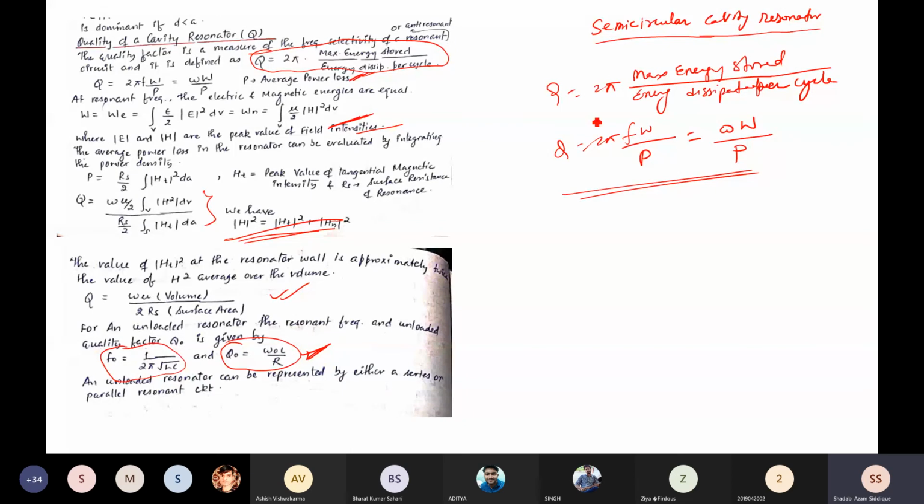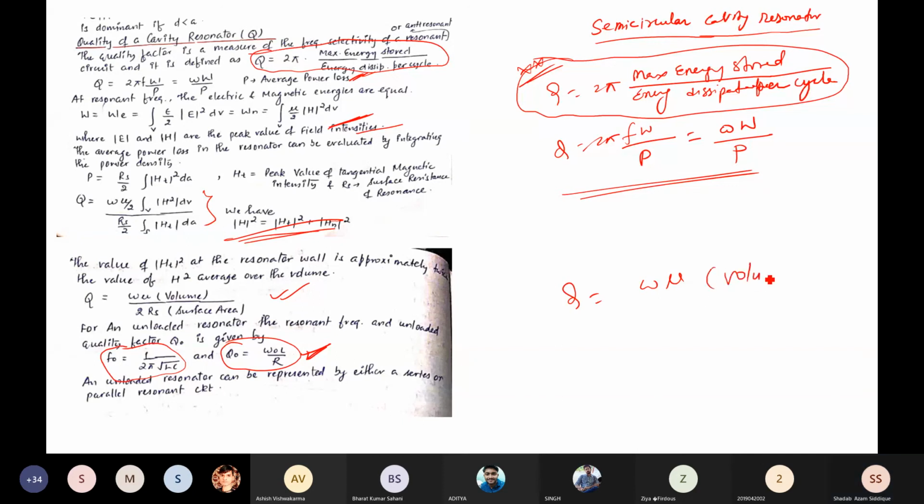Okay, the definition of quality factor, we should remember this one. Quality factor is 2 pi into maximum energy stored divided by energy dissipated per cycle. This is how you can go through it, and the final quality factor formula comes out to be: quality factor is equal to omega mu into volume divided by 2 into RS into surface area. So you can go through this.